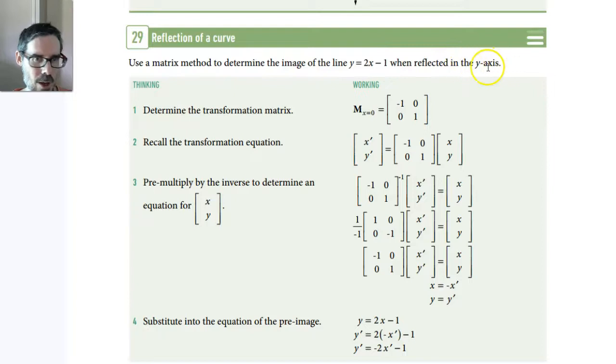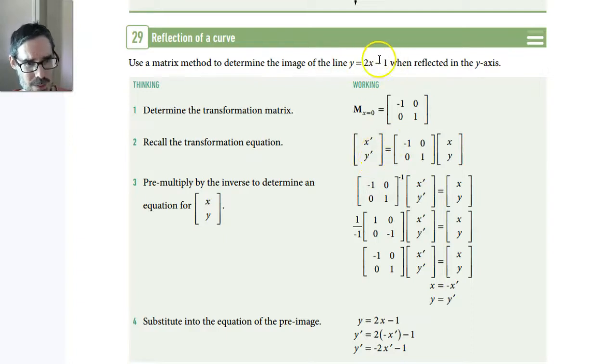Well, reflection in the y-axis, let's work out where things go. So we're reflecting in the y-axis. So (1, 0) ends up at (negative 1, 0), and (0, 1) doesn't move. Okay, I have my transformation matrix. It's going to transform coordinates (x, y) to coordinates (x', y').